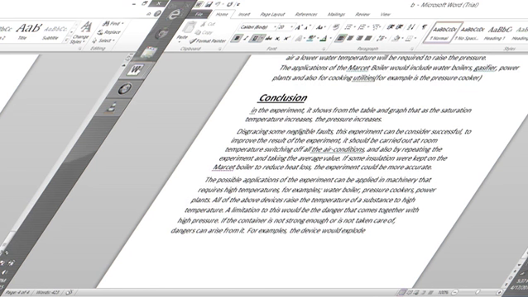Conclusion. In the experiment, it shows from the table and graph that as the saturation temperature increases, the pressure will increase. Despite some negligible faults, this experiment can be considered successful. To improve the results of the experiment, though, it should be carried out at room temperature, switching off all air conditioners, and also by repeating the experiment and taking the average value. If some insulation were kept on the Marcet boiler to reduce heat loss, the experiment would be more accurate.